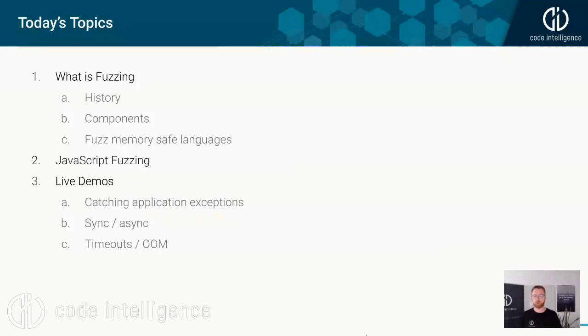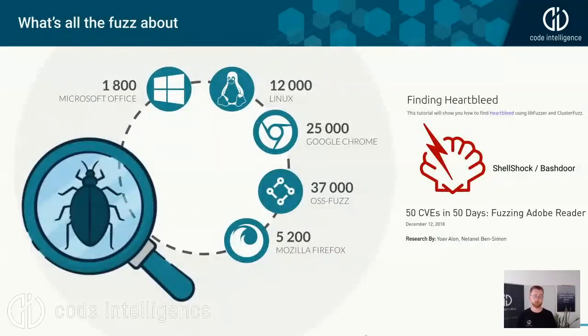I imagine that quite a few of you are not familiar with fuzzing, especially in the JavaScript ecosystem, where I'm not aware of much use of fuzzing. So you probably wonder what all the fuzz is about. At the basic level, fuzzing is a testing technique that allows you to discover bugs and security vulnerabilities. On this slide, I put a few numbers for famous projects and applications, like Office, Linux, and Chrome, and all of those use fuzzing to discover bugs.